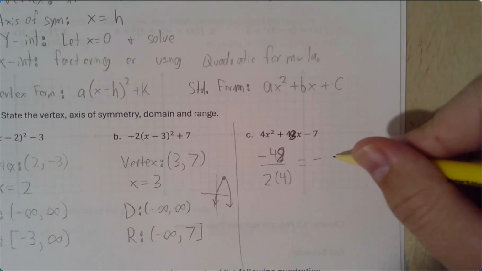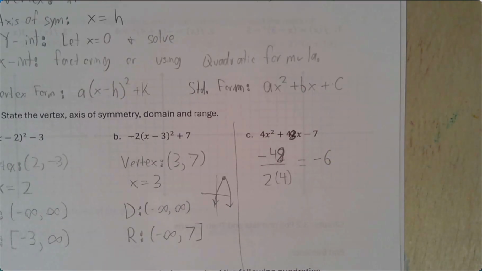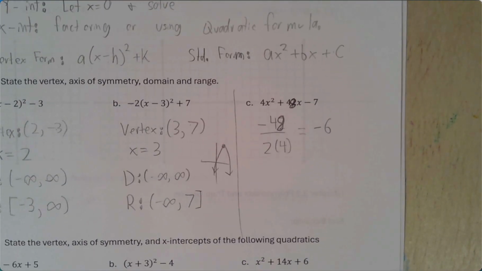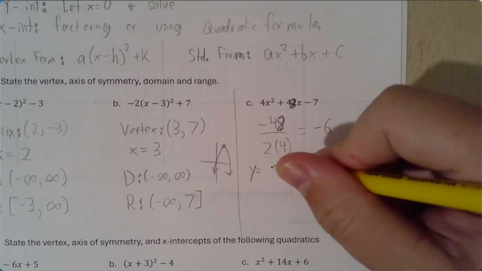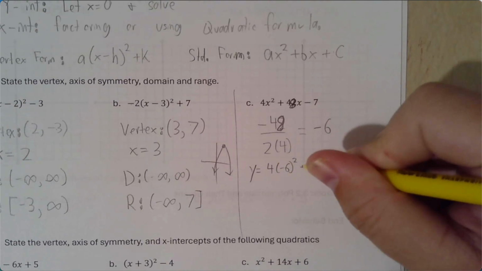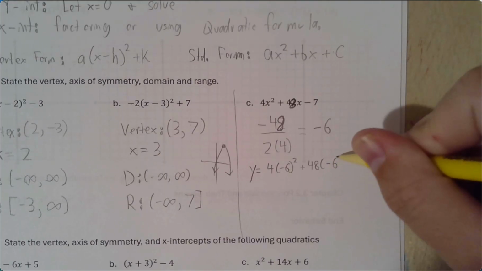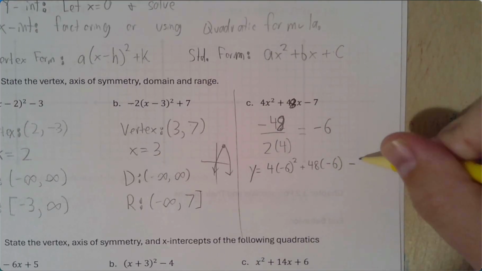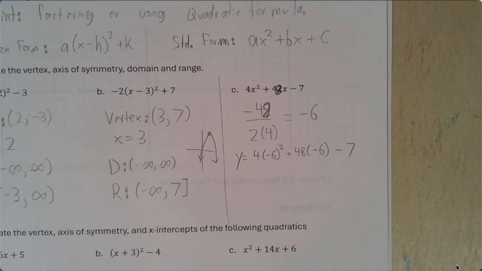We don't want to deal with fractions yet. So negative 48 over 8 is negative 6. Great, I just found the x-coordinate of my vertex. So now the y-coordinate is going to be 4 times negative 6 squared plus 48 times negative 6, and then minus 7. And I'm going to pause this and work it out myself, but you have a calculator, trust it, try it, and see if we get the same answer that I'll show you in a second.